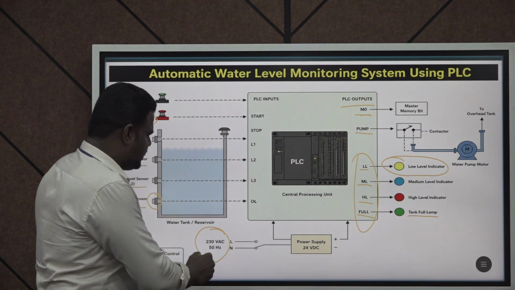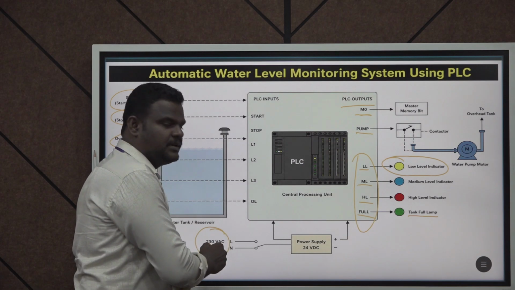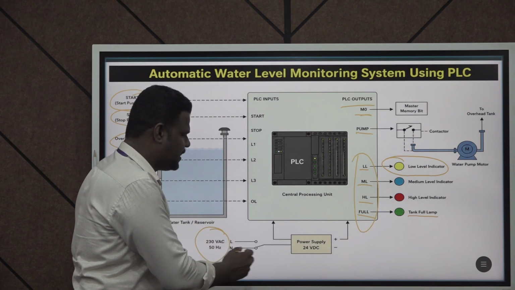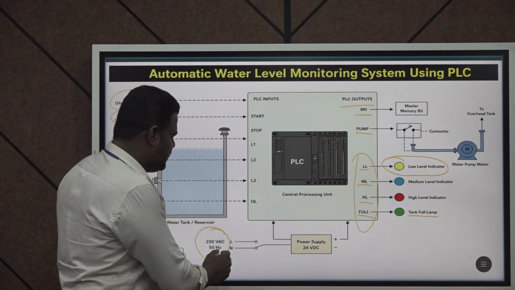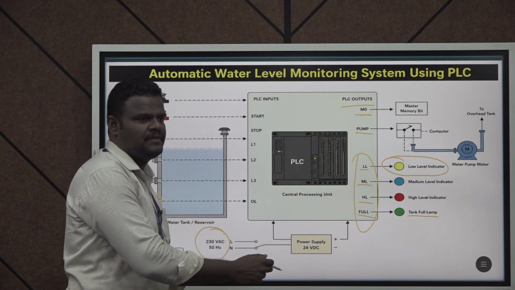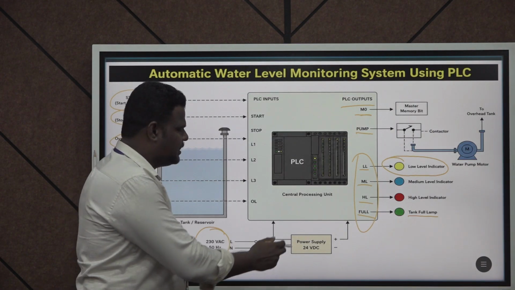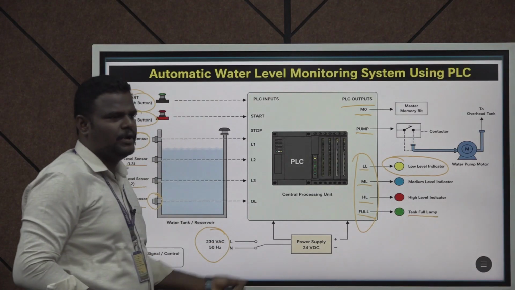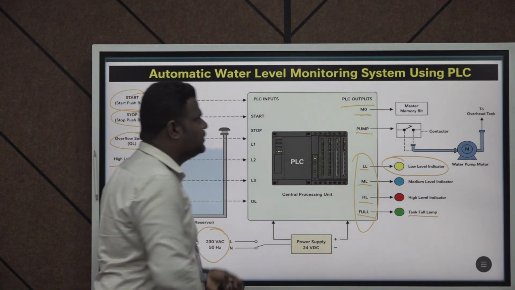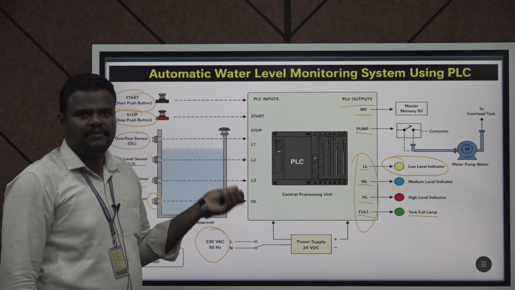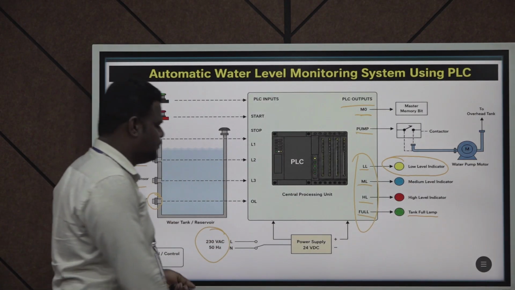Then here we have interfaced the system with the 230 volt 50 hertz AC supply. Here we have used the power supply for 24 volt DC. So this AC will be converted into DC with the help of a rectifier circuit. Then this 24 volt DC is going to power up the PLC. Okay. So this is the schematic diagram of the automatic water level monitoring system using PLC.